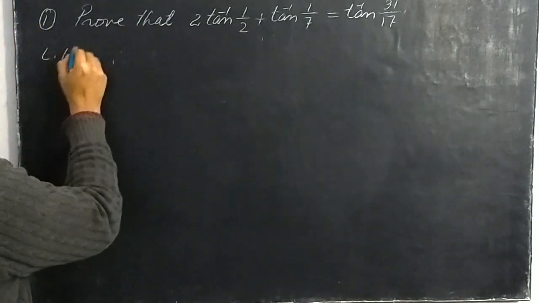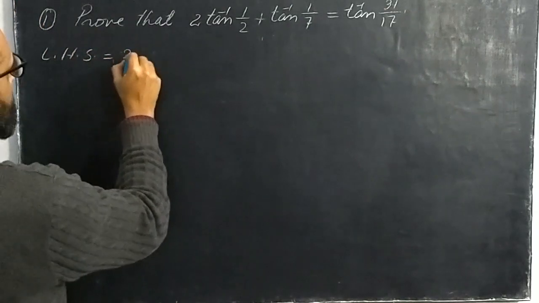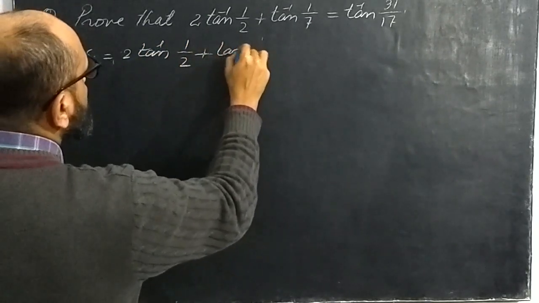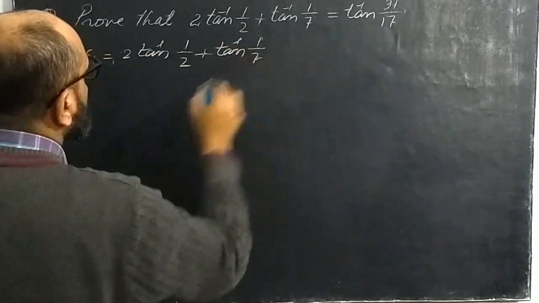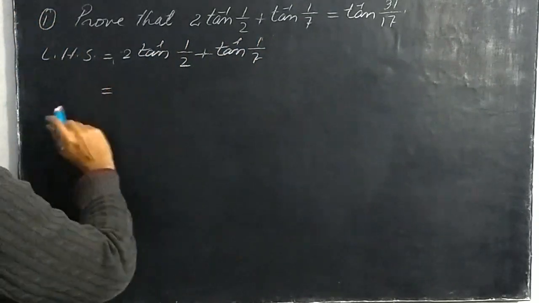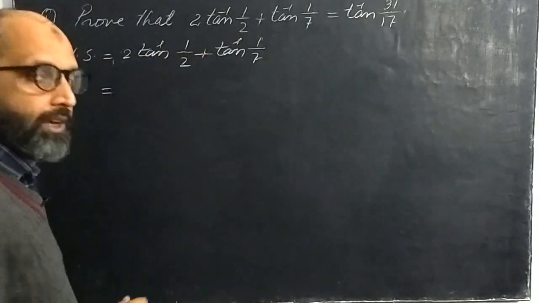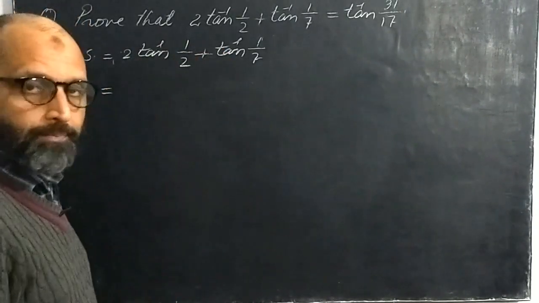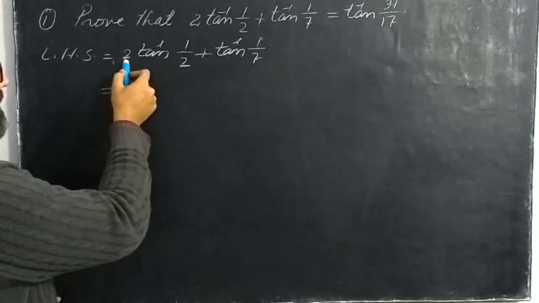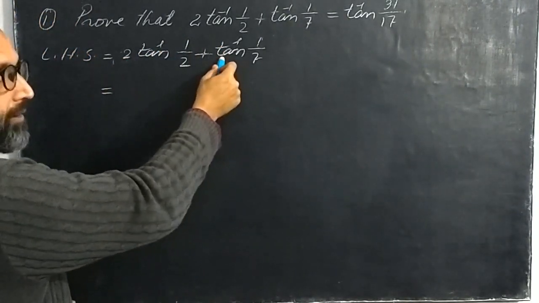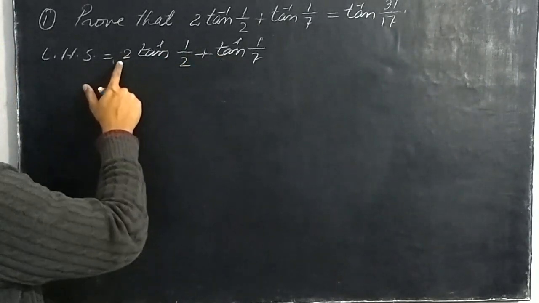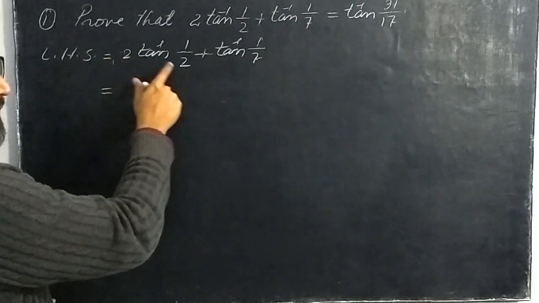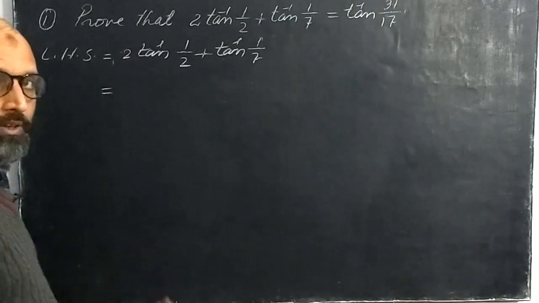So let's take the left hand side, that is equal to 2 tan inverse 1 upon 2 plus tan inverse 1 upon 7. Always remember that if the coefficients of inverse trigonometric functions are not equal, that is unity, we must make them equal. So as you see there, the coefficient of tan inverse half is 2 and the coefficient of tan inverse 1 upon 7 is 1. So first we have to make the coefficient of these trigonometric functions unity using any one of the formulae.